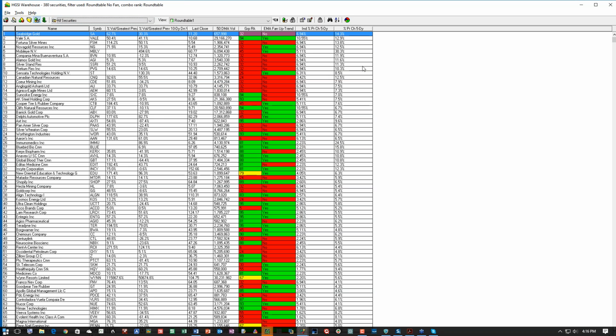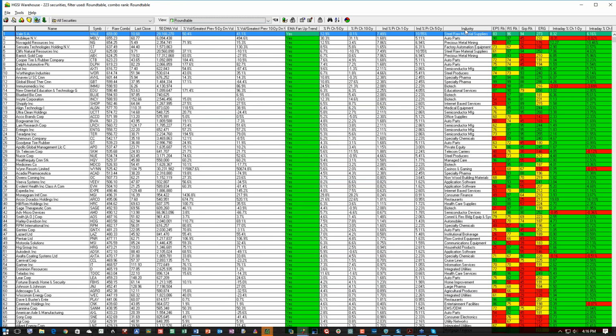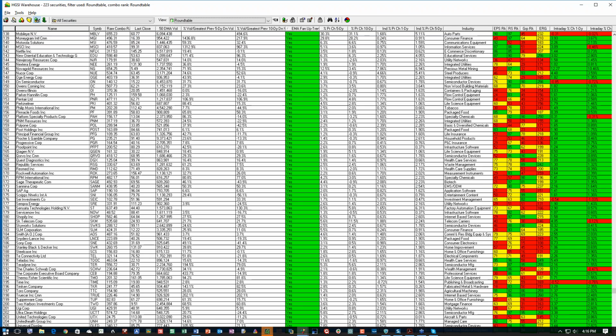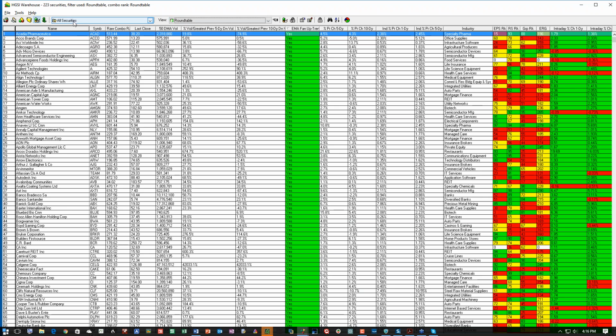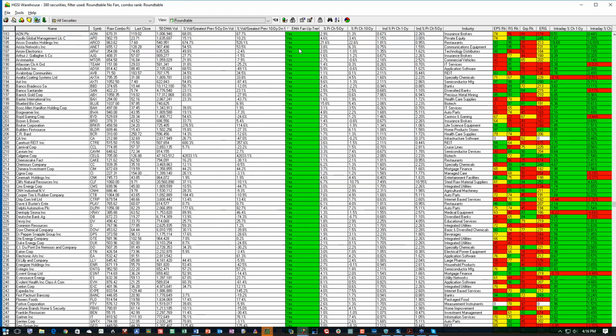380 under all securities. So now let's go to my first view so I can see what industry groups we have in here. That's one of the columns that I added. So the fan formation does not have to be in place here, and I do have this column in here. Okay, what's going on here? Oh, I'm sorry. I need to go to my new filter. Okay.